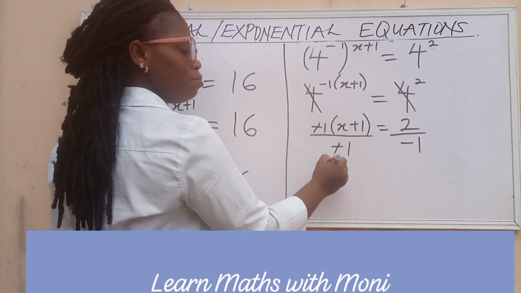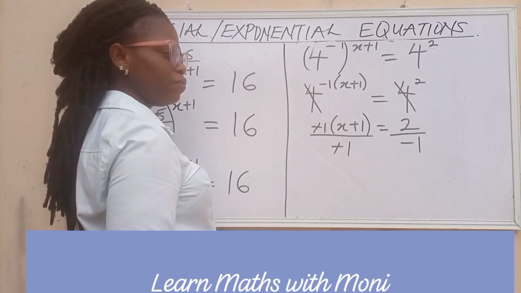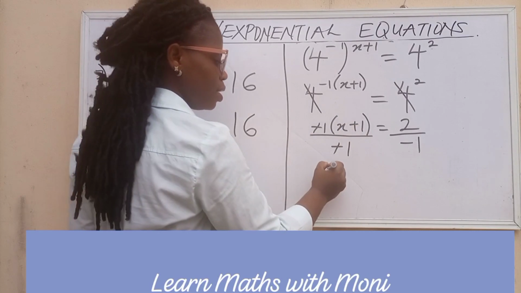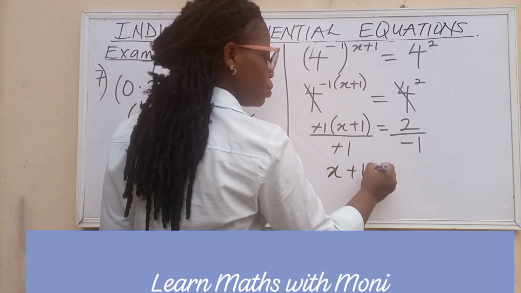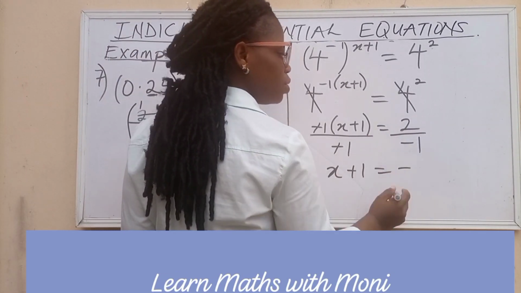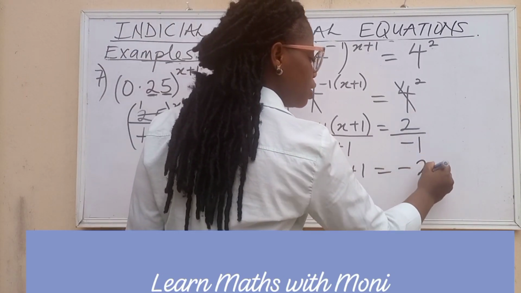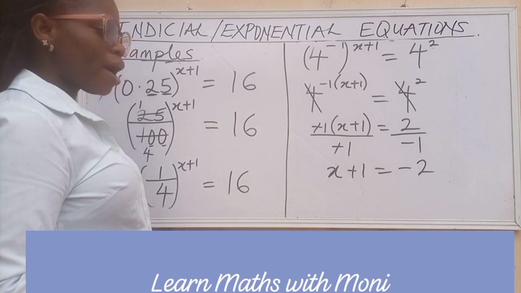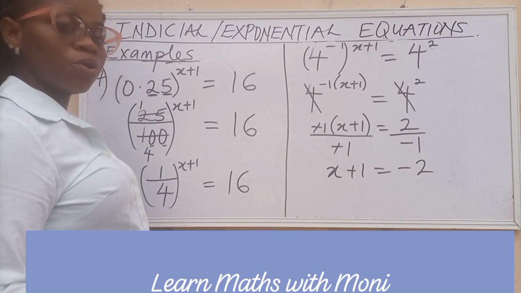Minus divides minus, giving me positive. So on my left hand side, I'm left with x plus 1 equals to plus divided by minus is minus, 2 divided by 1 is 2. So I have x plus 1 is equals to minus 2.